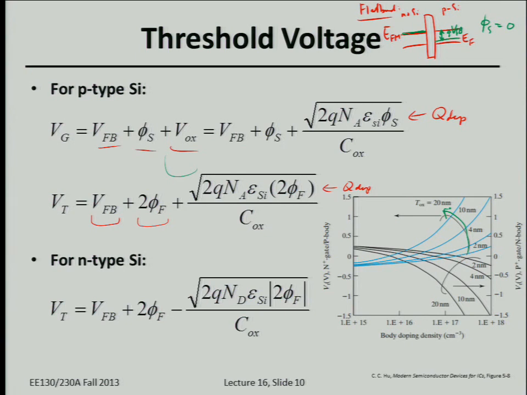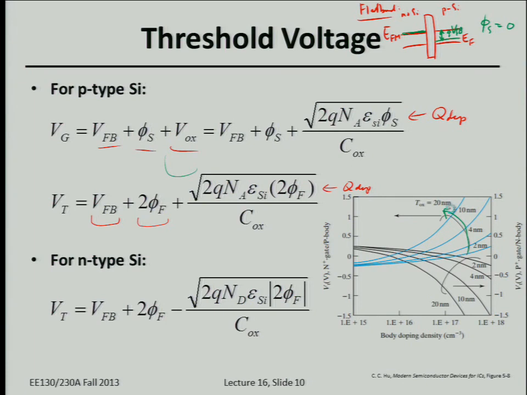If the oxide is thicker, you're going to end up dropping a larger voltage across it, because the voltage drop across the oxide is the electric field, which is determined by the charge, times the thickness. So you waste more of the voltage you apply, more of it is dropped across the oxide. That means you have to apply a larger voltage to get the surface to be inverted.